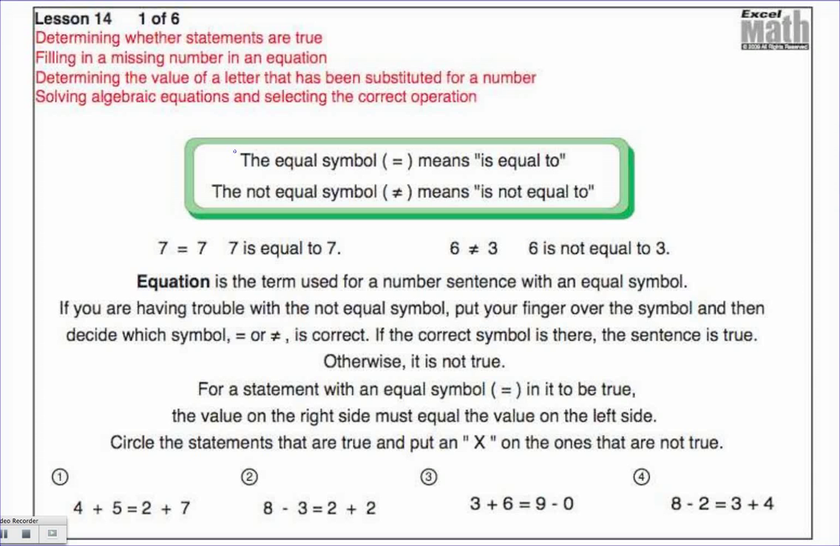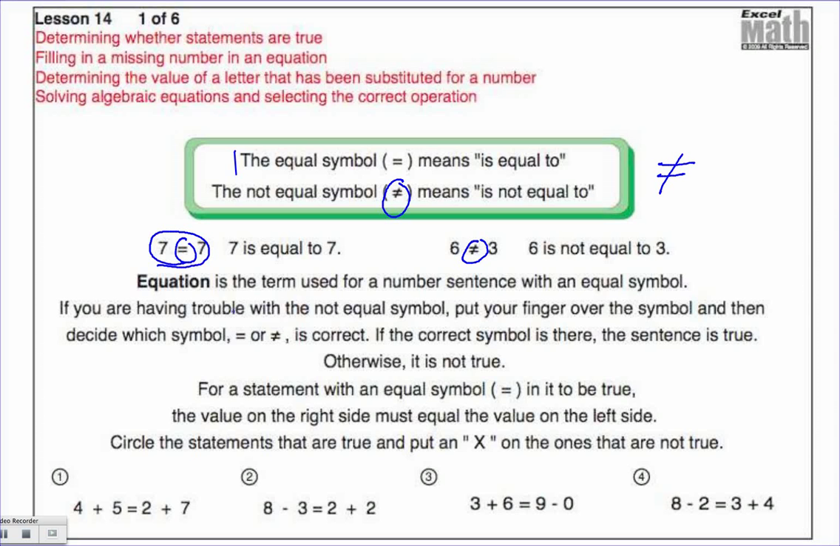Okay, the beginning says that the equal symbol means is equal to. The not equal symbol, which looks like this, means is not equal to. So when you write an equal symbol and you cross it out, that means not equal to. 7 is equal to 7. 6 is not equal to 3. Equation is the term used for a number sentence with an equal symbol. So this is an equation.